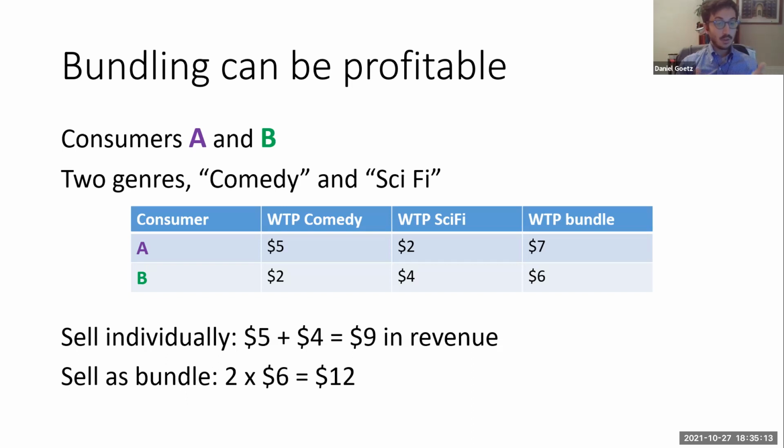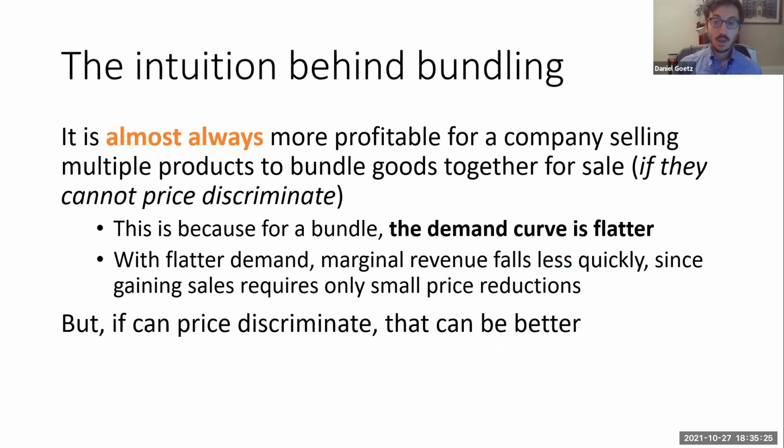So Agent says it's general. I'm interested to see why you think so. Please write in the chat where your intuition comes from. In the meantime, I'll discuss why it's almost always more profitable for companies selling multiple products to bundle together if you can't price discriminate.